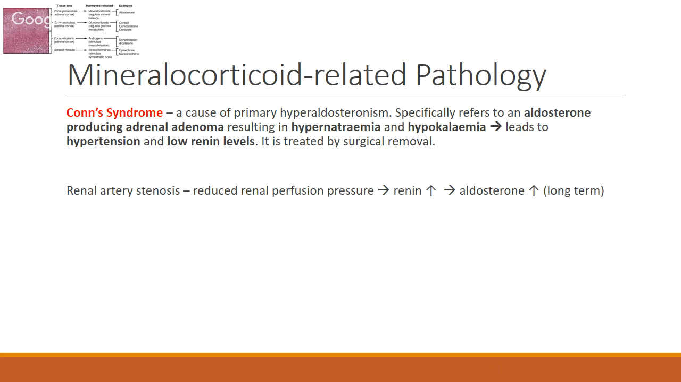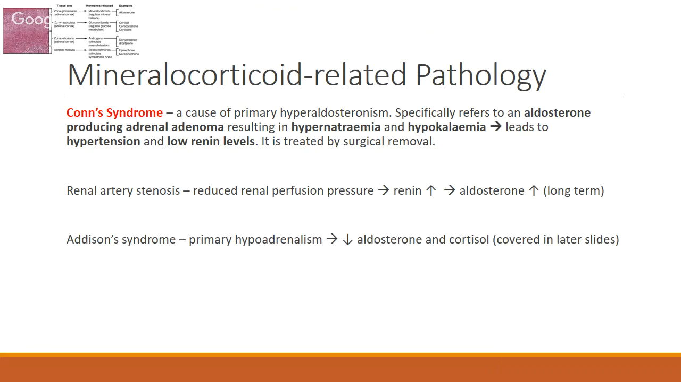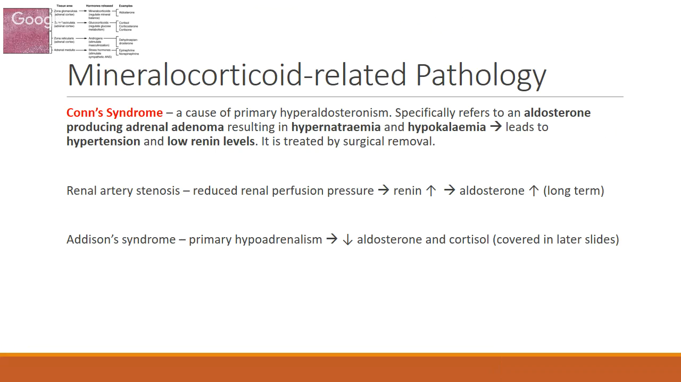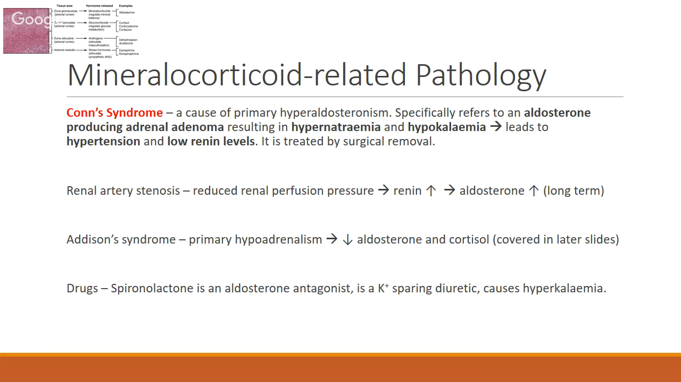The differential diagnosis for Conn syndrome is going to be renal artery stenosis. Exactly the same thing. The only thing different is that you have high renin in renal artery stenosis. You can work out why later after this lecture. And then Addison syndrome, I'll cover it later. And just for a recap, spironolactone is an aldosterone antagonist and causes hyperkalemia.